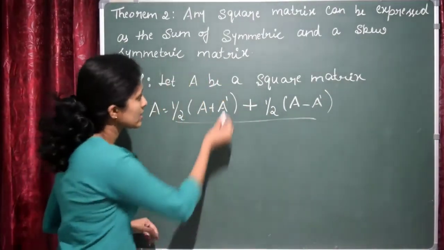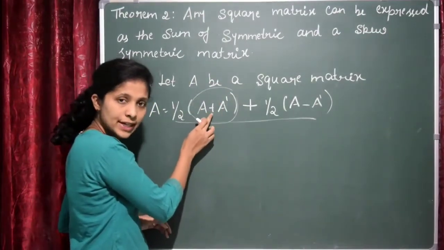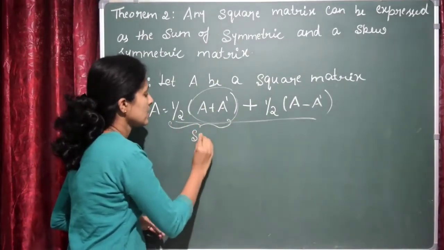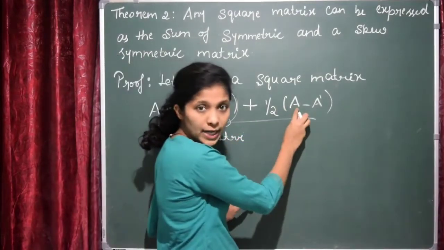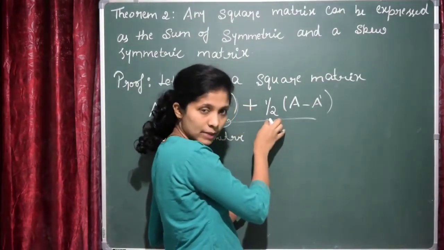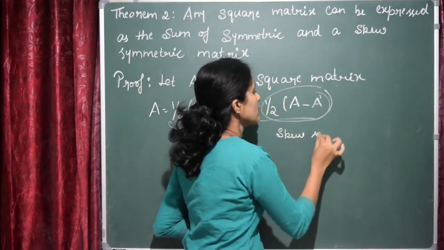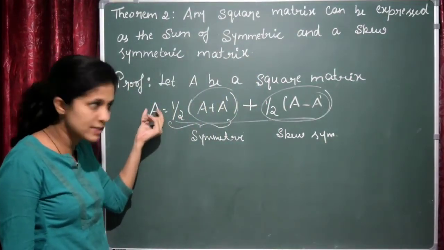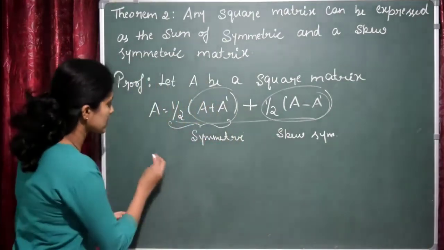Now here you can see this. We have already proved that A plus A dash is symmetric. So if you multiply by a constant, this will still be symmetric. Is it clear? Now we have proved that A minus A dash is skew symmetric. So if you multiply by the constant 1 by 2, again this will be skew symmetric. By this we can say that any square matrix can be represented as the sum of a symmetric and a skew symmetric matrix. The proof is simple.